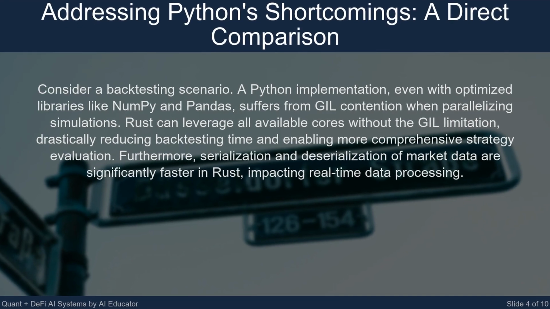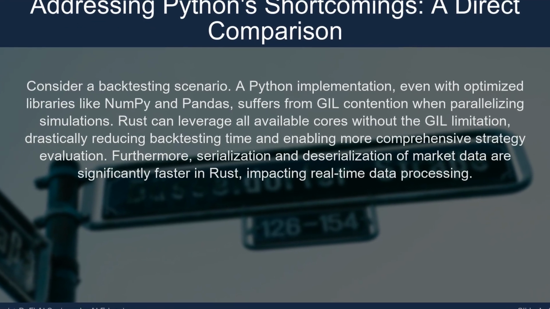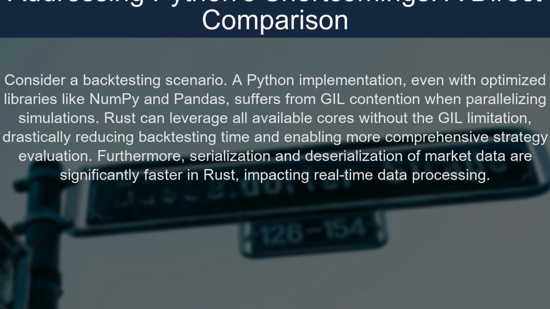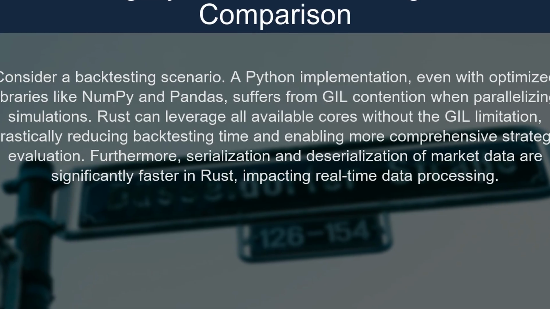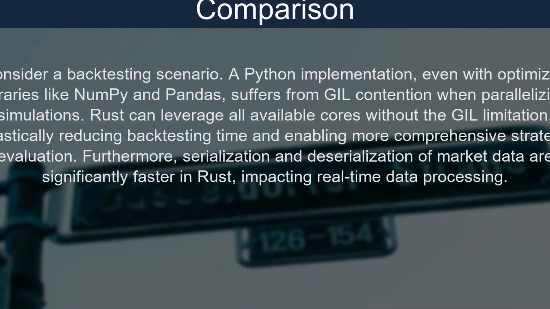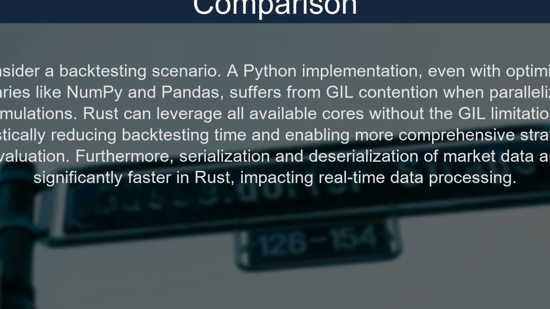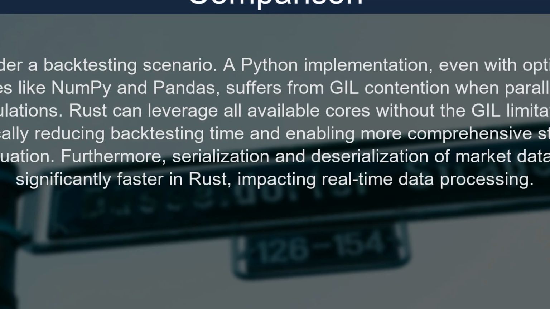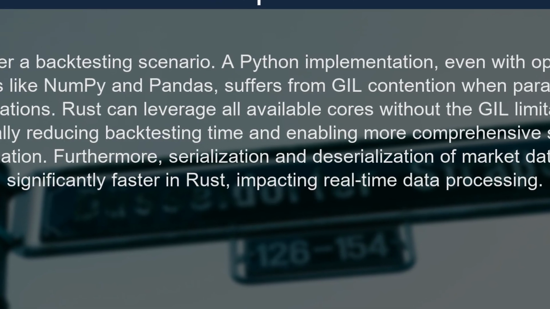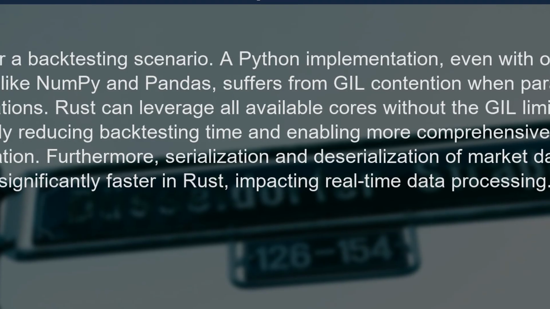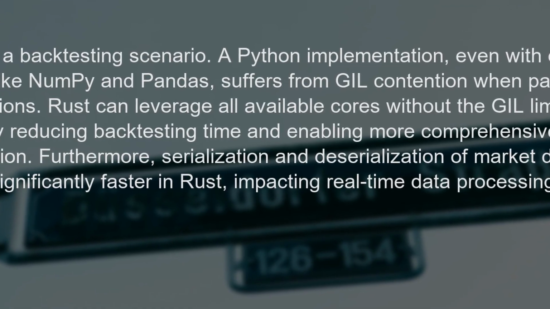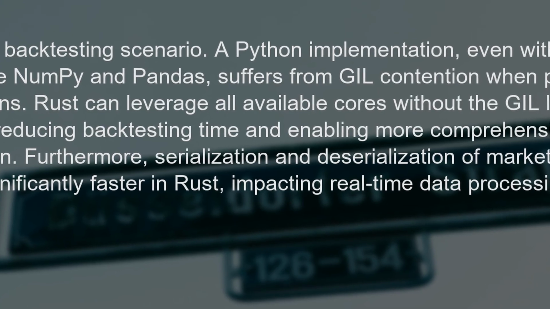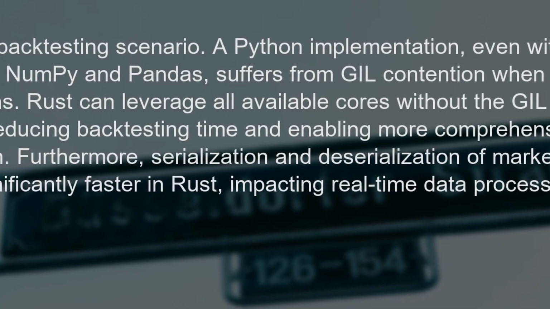Consider a backtesting scenario. A Python implementation, even with optimized libraries like NumPy and Pandas, suffers from GIL contention when parallelizing simulations. Rust can leverage all available cores without the GIL limitation, drastically reducing backtesting time and enabling more comprehensive strategy evaluation. Furthermore, serialization and deserialization of market data are significantly faster in Rust, impacting real-time data processing.